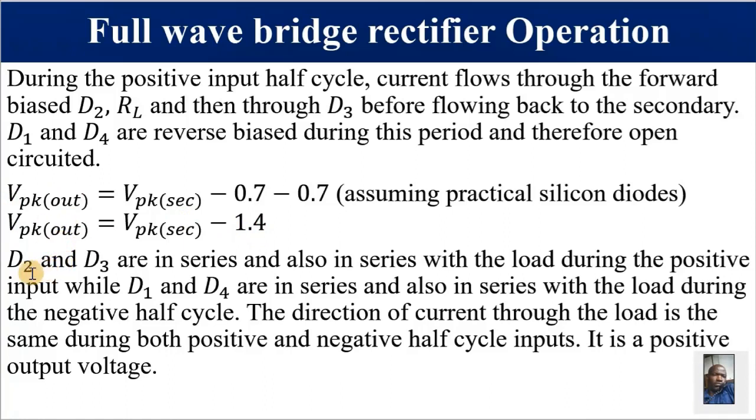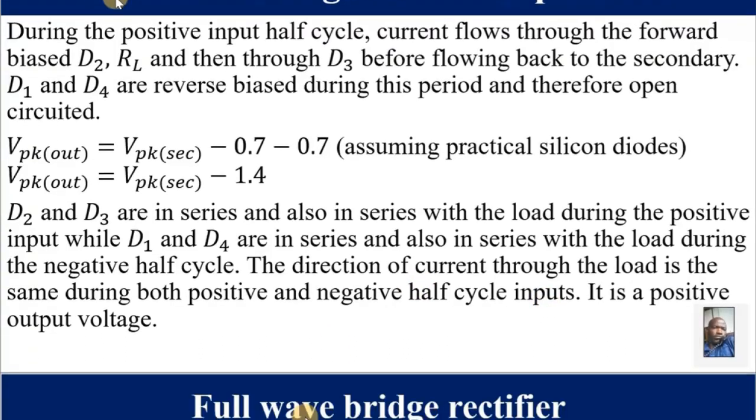Please take note that D2 and D3 are in series, hence their addition, while D1 and D4 are in series during the negative half cycle. And as I said, the direction of current through the load resistor is the same during both positive and negative half cycles. Hence we say when the direction is not changing, it is DC voltage.